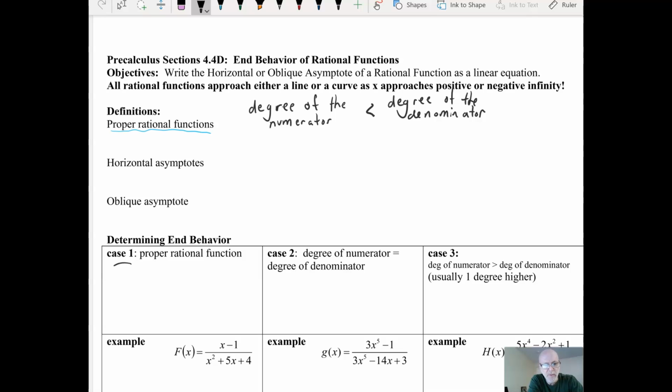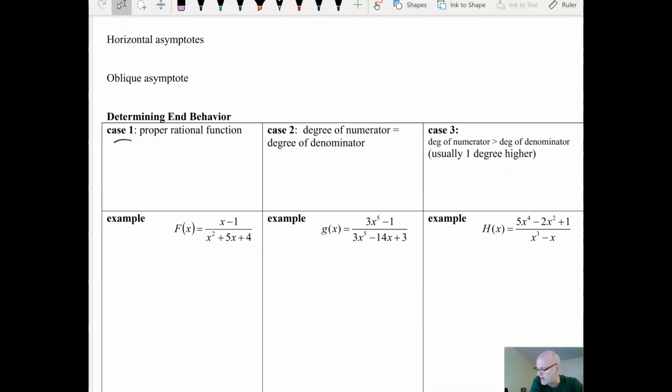So the first example, which I call case 1, is where you have a proper rational function, and you're looking at an example of that right here. This is the case where you're going to get a horizontal asymptote, but not just any horizontal asymptote, specifically the x-axis, or the line y equals 0. The degree of the numerator is first degree, since the degree is determined by the first term of the numerator. The degree of the denominator is a second degree. That makes this a proper rational function.